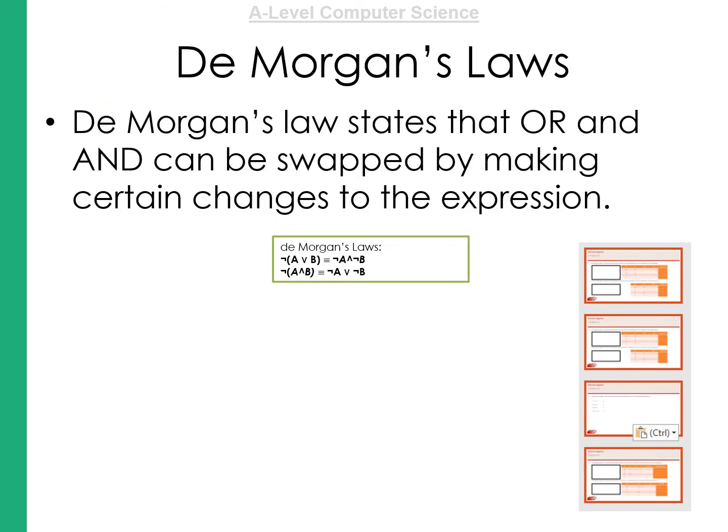De Morgan's laws state that OR and AND can be swapped by making certain changes to expressions. So for example, not (A or B) can turn into not A and not B. And also you can see here that not (A and B) is also equal to not A or not B. Can you complete the 4 pages in your workbook?